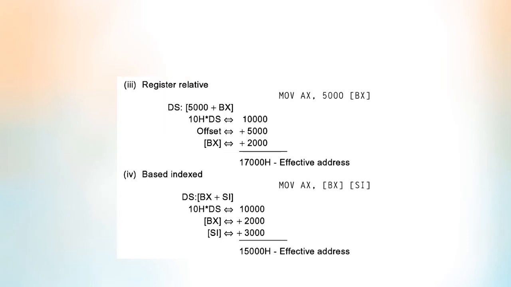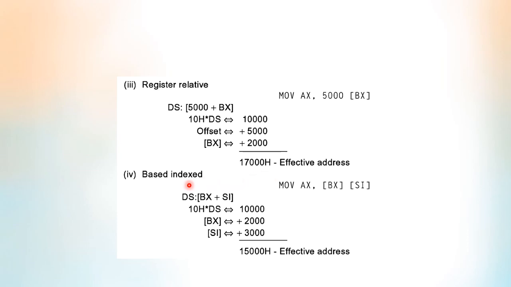Next we have the register relative addressing mode. Move AX, 5000 BX. Here we have to shift the DS register value to left by 4 bits and we'll get 10,000. Then we'll add 5000 and the content of BX, that is 2000, to it, and we'll get 17,000H. So the effective address of the operand is 17,000H.